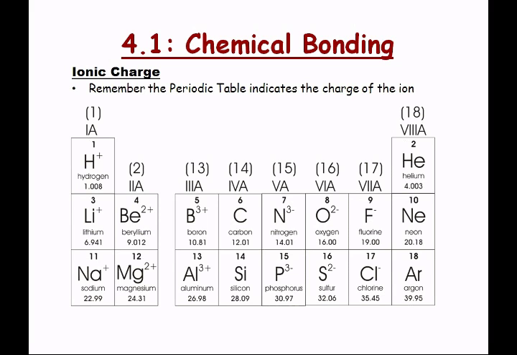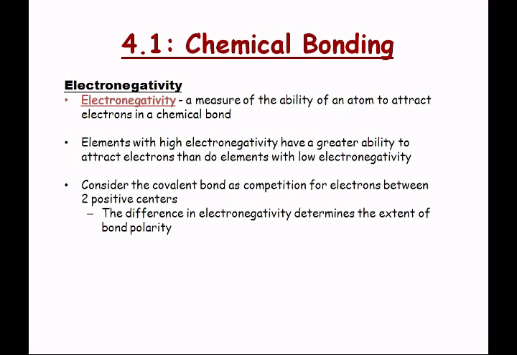So if we look at the periodic table up here, we can think of anything like there and above and to the right. The first thing we're going to need to know about is electronegativity. And what does that mean? Well, electronegativity is the measure of the ability of an atom to attract electrons in a chemical bond. So what does that mean? Remember, all bonds are made because of electron transfer or electron sharing.